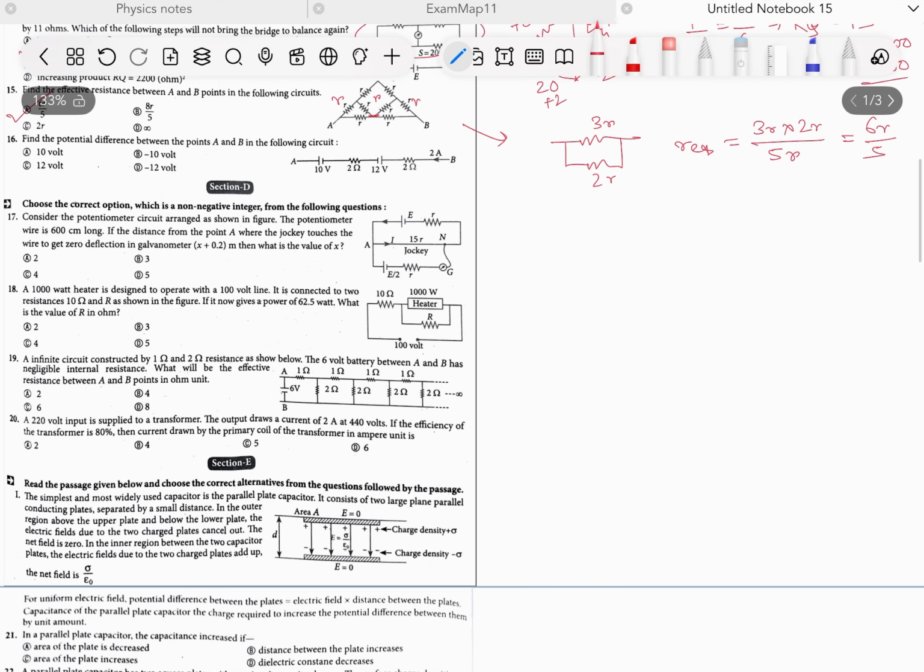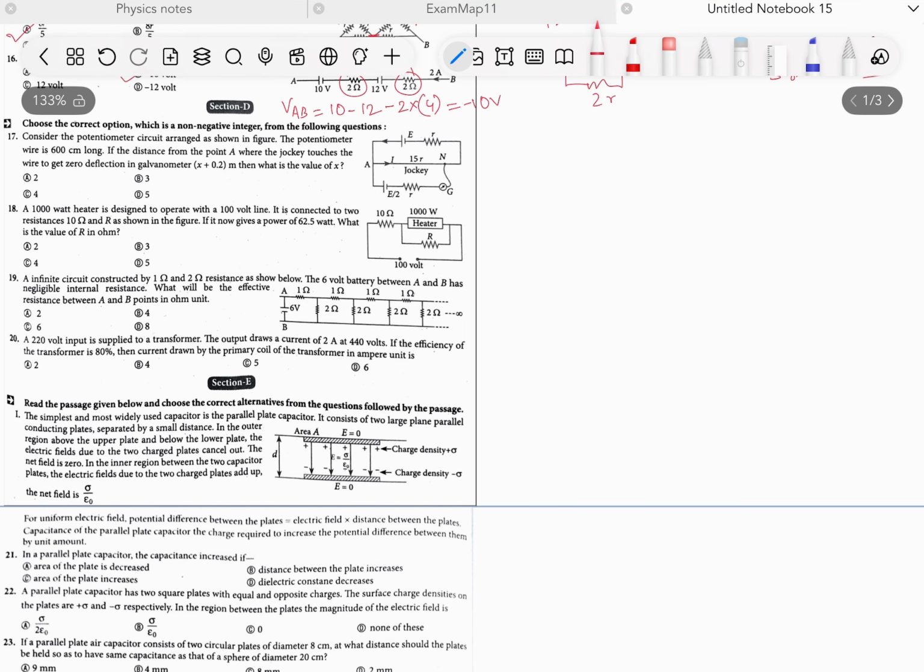Now find the potential difference between point A and B in the following circuit. So if we see from this point, VAB will become plus 10 minus 12, and current will go from B to A, not A to B. So minus 2 into the resistance, 2 and 2 means 4. So it will become minus 10 volt. So minus 10 volt is the right answer.